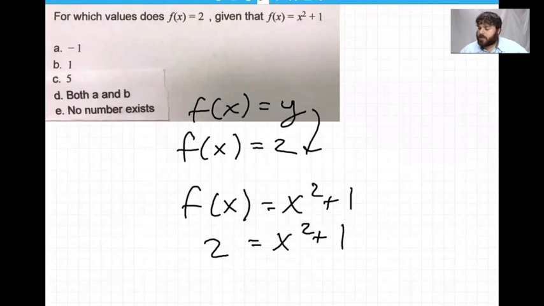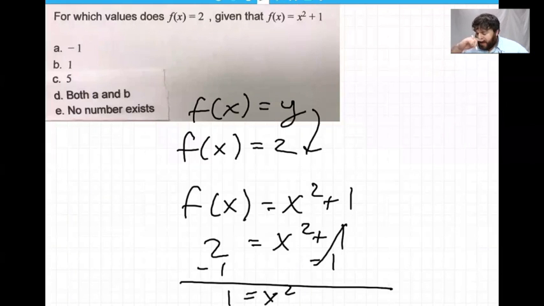So I can just solve this, right? Take away 1 from both sides. You get x squared equals 1. Well, when I square root x squared and I square root 1, the square root of x squared is just x, and the square root of 1 is 1, and negative 1. Okay, this is a big star here.